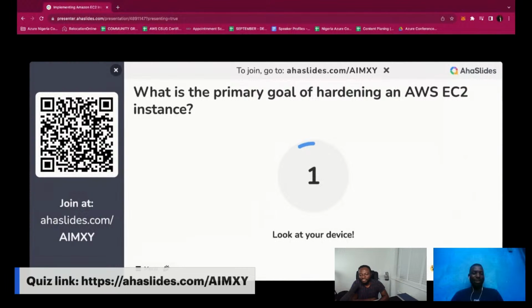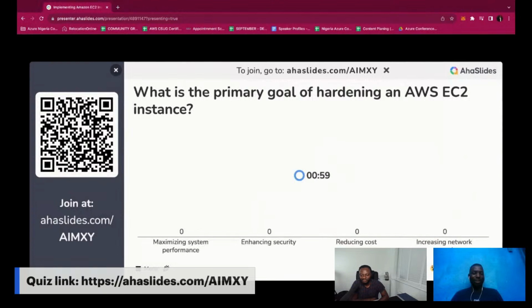So here comes the first question. The question is, what is the primary goal of hardening an EC2 instance?